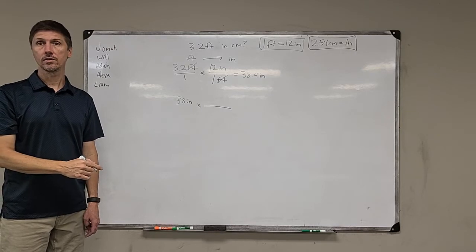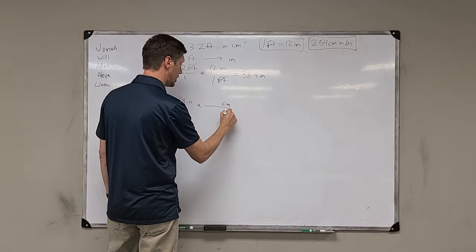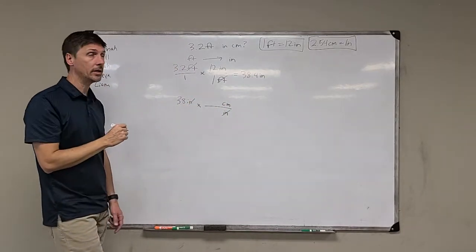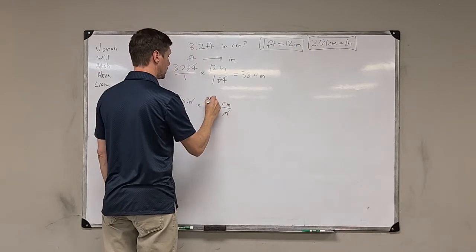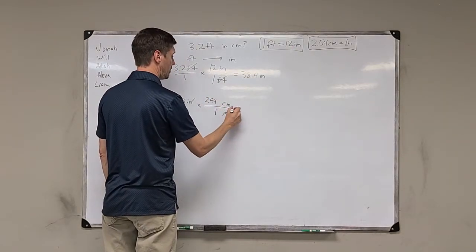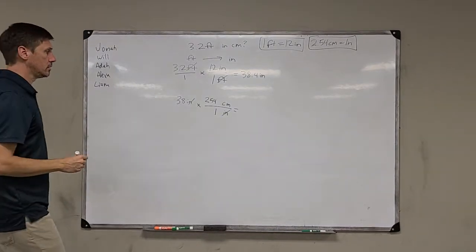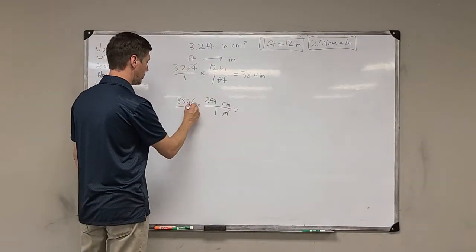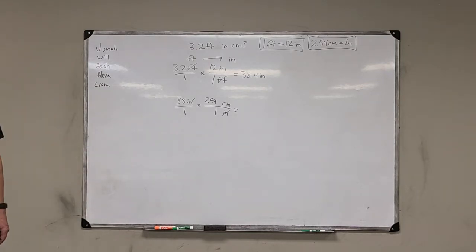Centimeters or inches go on top? Centimeters. Centimeters have to go on top because inches need to be on the bottom so that they'll cancel out, right? How many centimeters are in an inch? According to this relationship here, 2.54 divided by 1 inch. And so, again, we're just multiplying. We've got numerators and denominators. We multiply the numerators together to get the top number.